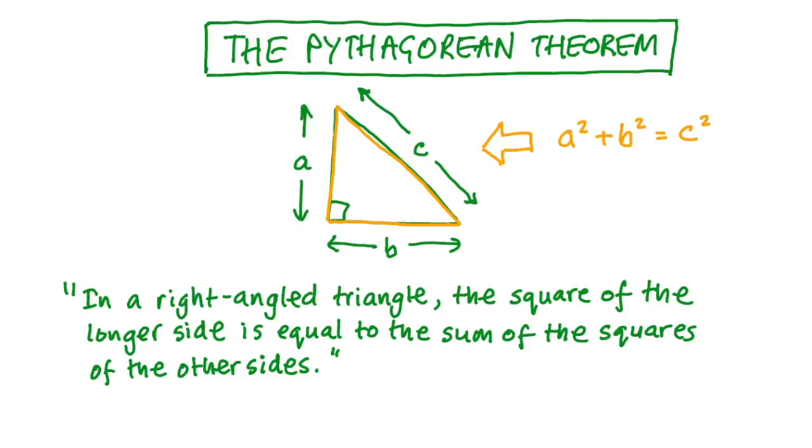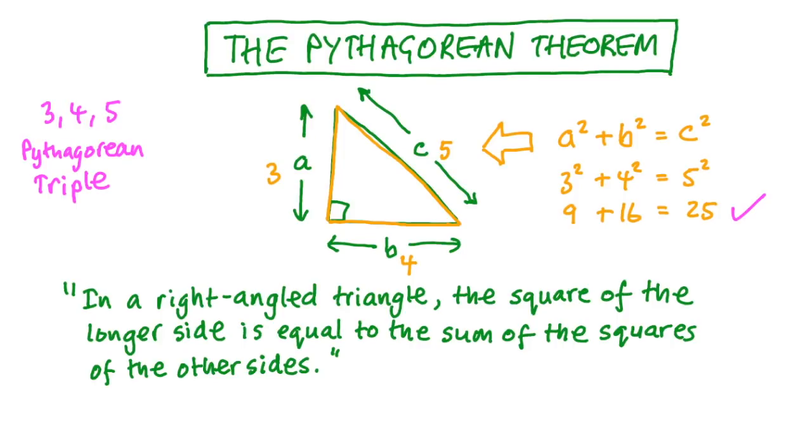Now, we're going to concentrate on some special cases of the Pythagorean theorem in which A, B and C all turn out to be whole numbers or integers, and we call them Pythagorean triples. For example, if side A was 3 units, side B was 4 units and side C was 5 units, that would give us 3 squared plus 4 squared equals 5 squared. And 3 squared is 9, 4 squared is 16, 5 squared is 25, and 9 plus 16 is indeed equal to 25. So 3, 4 and 5 are all integers and they make a Pythagorean triple.